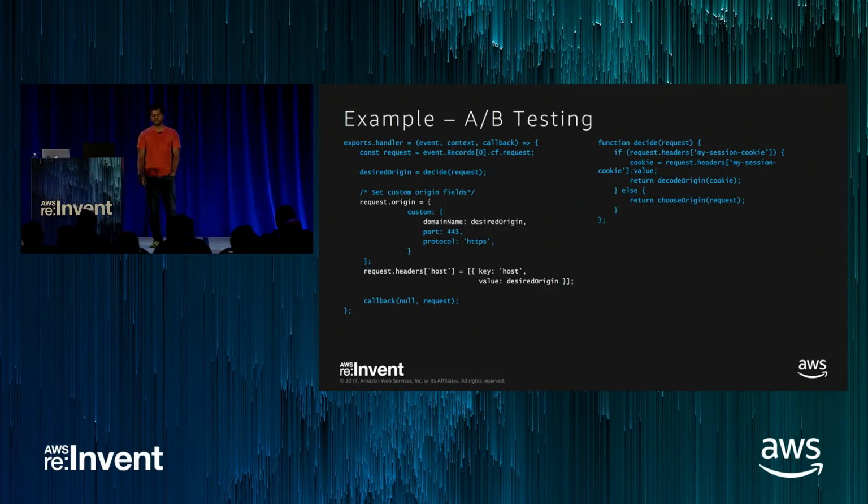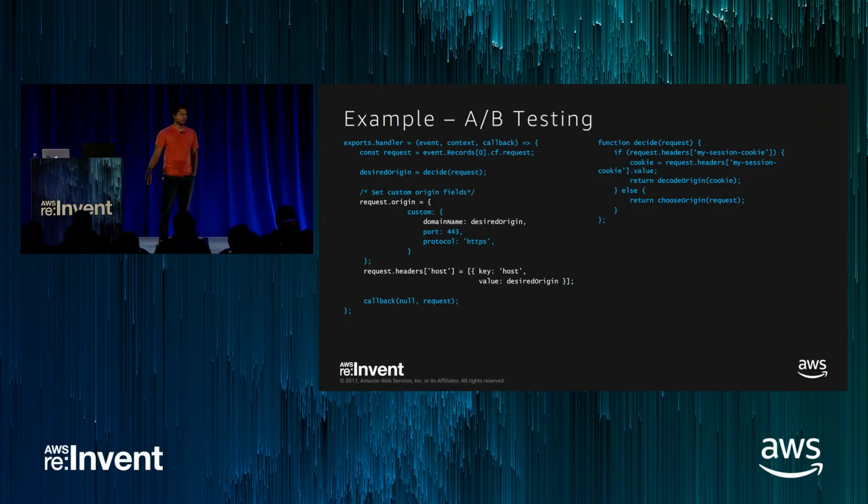And then whatever it returns back is the desired origin that you want to send this request to. And then in this example, we update the domain name, because that's the only property we are changing, because all origins for our example look identical. So we update the desired origin as the domain that we want to go to.